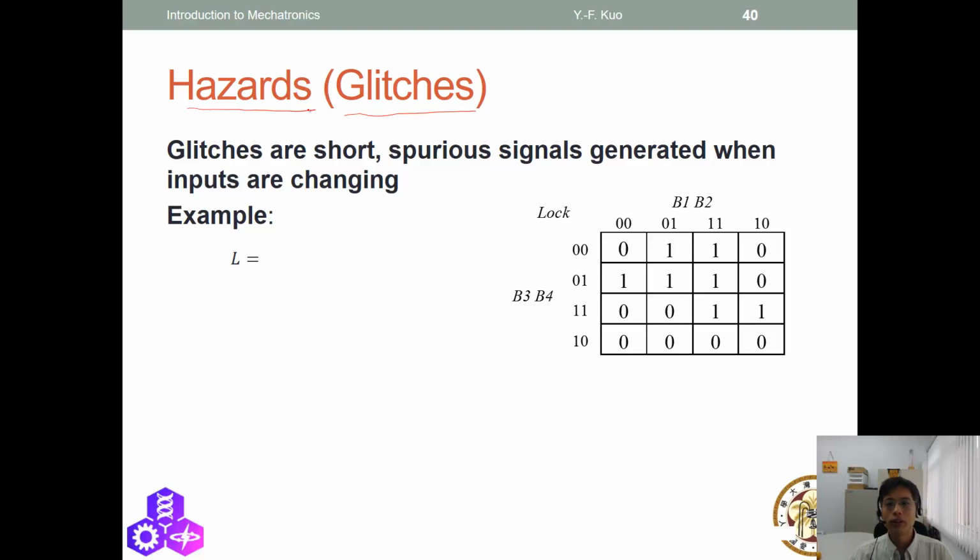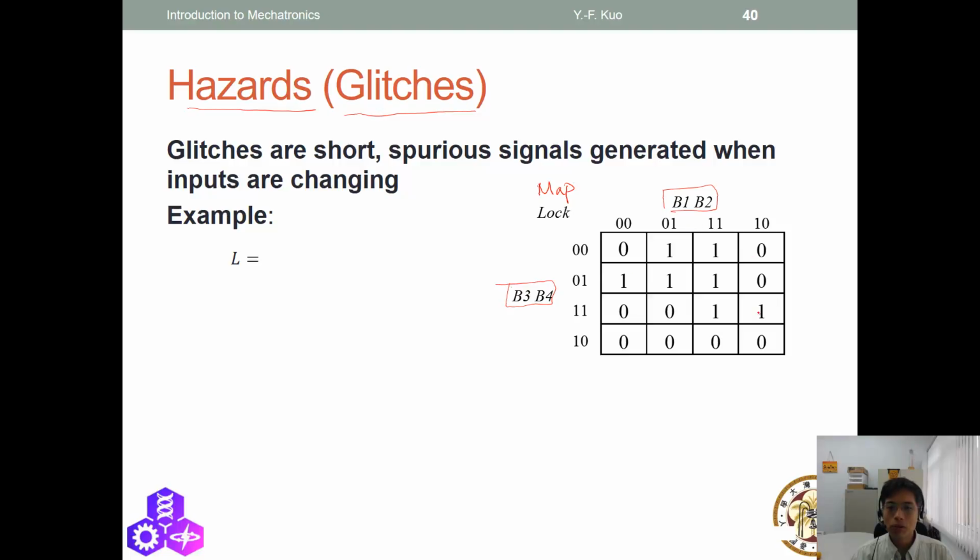So let's recall one example that we had previously. In this door lock example, we have 4 inputs, B1, B2, B3, B4, and we arrange B1, B2, B3, B4 in the gray code sequence. So these are the gray code sequence, and then we create this map for the door lock.